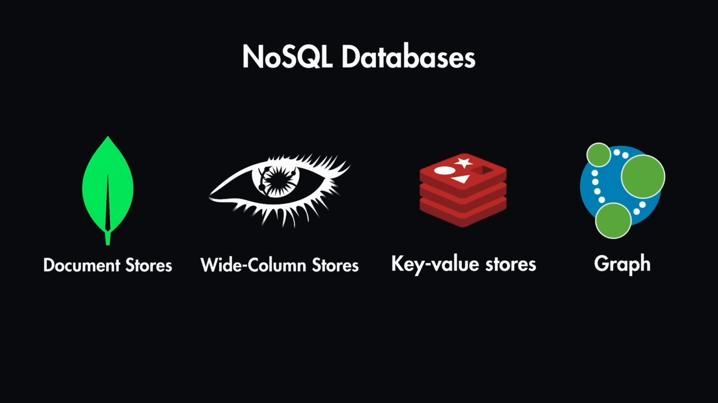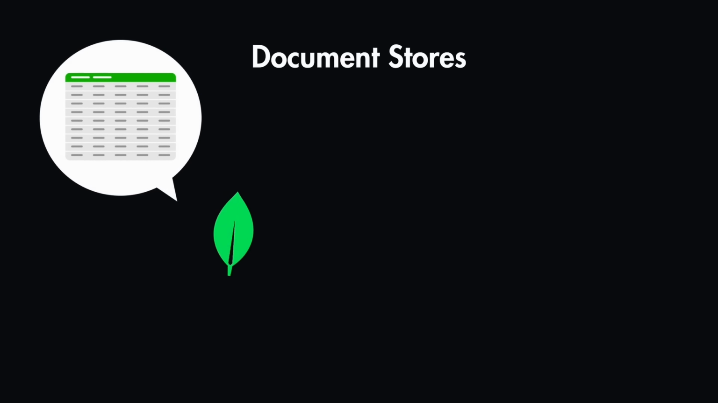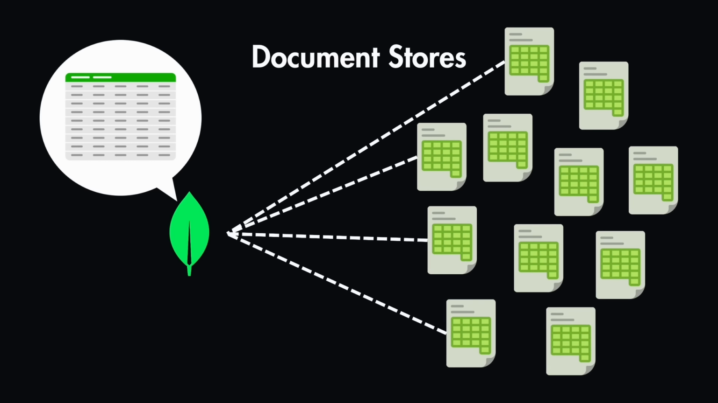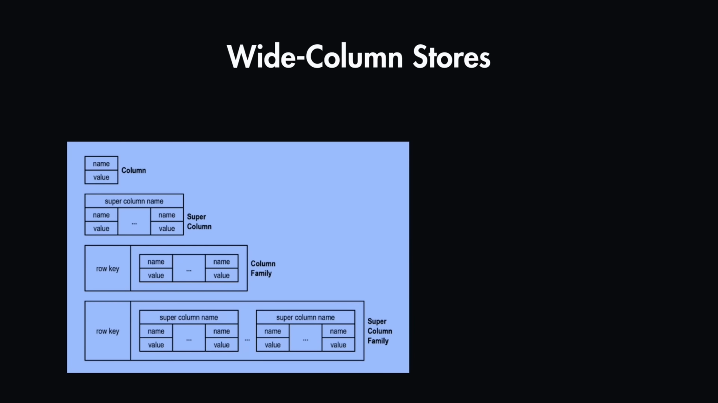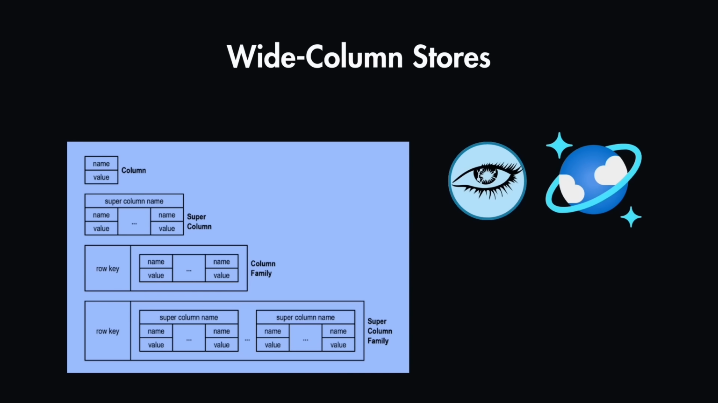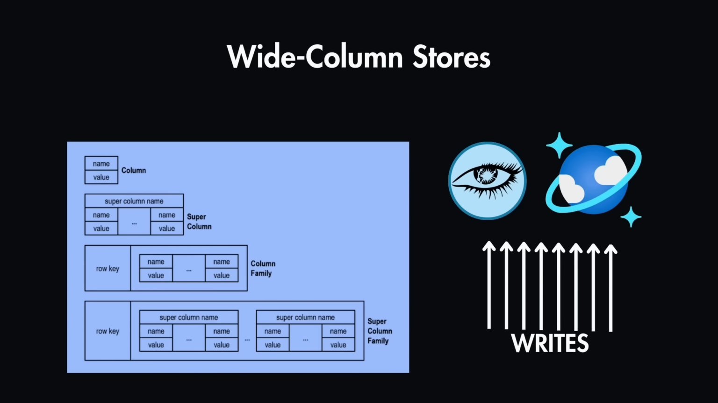Let's have a look at each of these types separately, and let's start with the document stores. MongoDB is the most popular example of a document store, and the data here is stored in JSON-like documents, which allows us to have complex data structures within a single record. Next, we have wide column stores where data is stored in tables, rows, and dynamic columns. Some examples here are Cassandra or Cosmos DB. The main advantage of these databases is they can handle massive scales and are very good for many write operations.